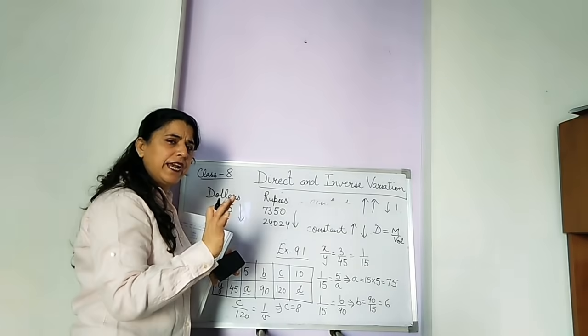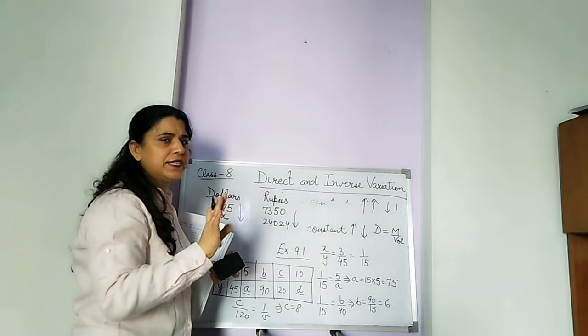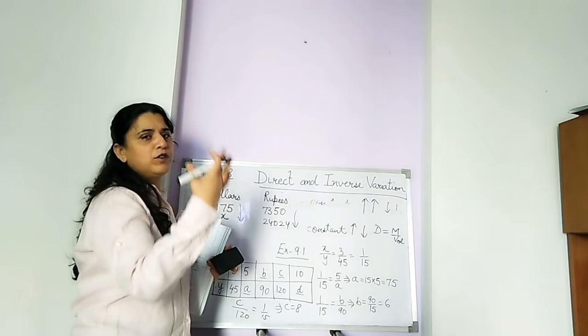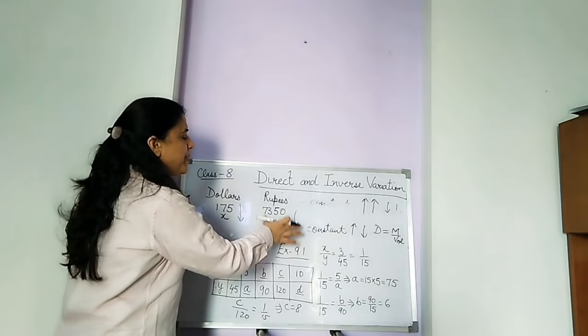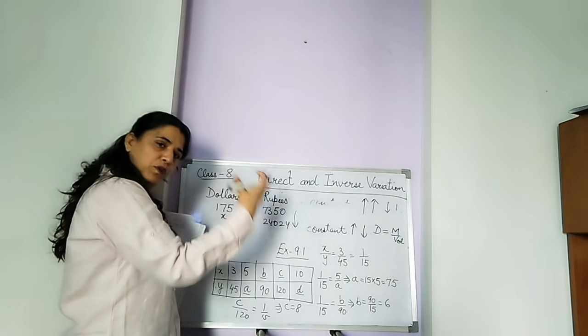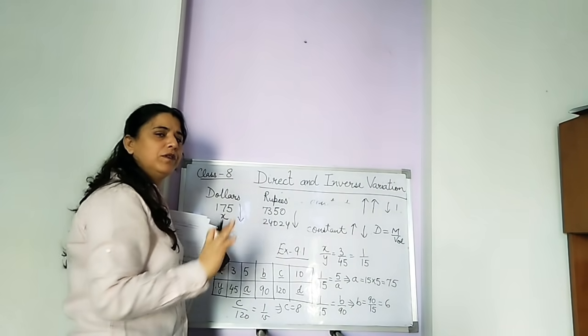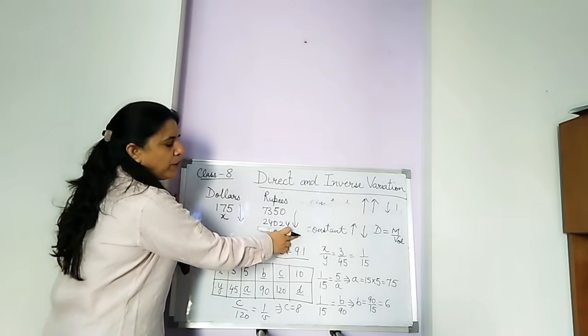Don't get confused whether it is increasing or decreasing. That doesn't make a difference. It's not that the arrows should go up only. They should be in the same direction, whether they are both in the upward direction or both in the downward direction. So make sure that you do it this way.